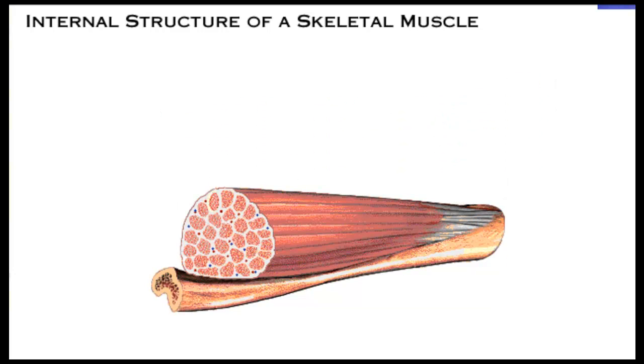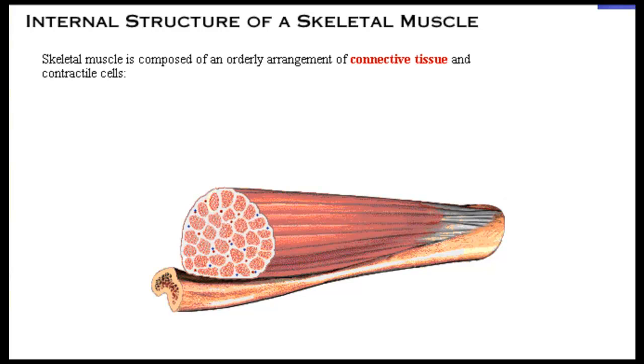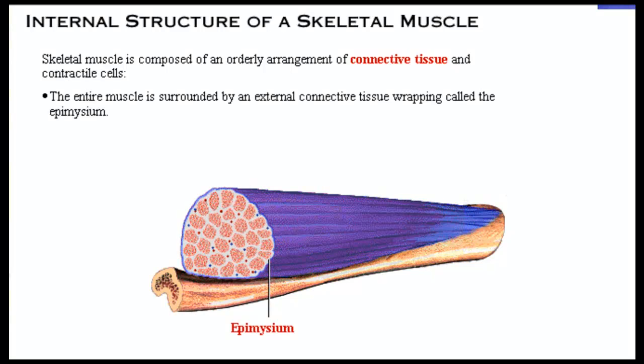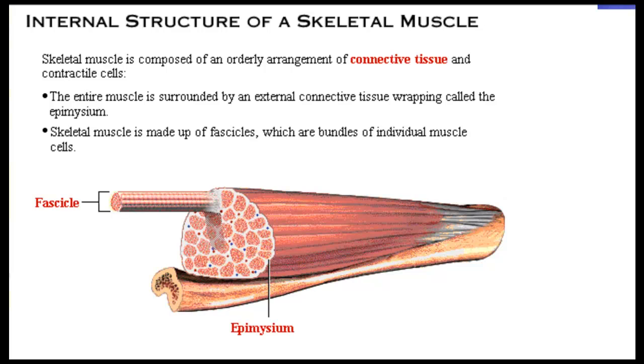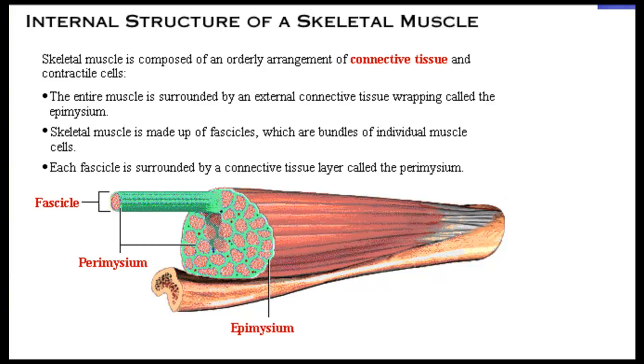Let's look at the internal structure of a skeletal muscle. A typical skeletal muscle is composed of an orderly arrangement of connective tissue and contractile cells. The entire muscle is surrounded by an external connective tissue wrapping called the epimysium. The skeletal muscle itself is made up of fascicles, which are bundles of individual muscle cells. Each fascicle is surrounded by a connective tissue layer called the perimysium.